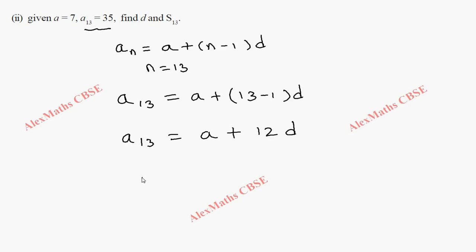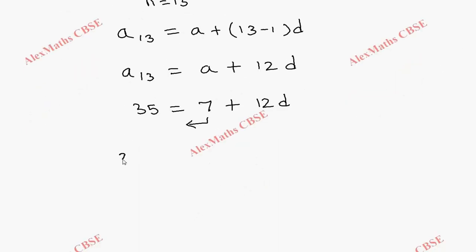a13 is given as 35. So let's put 35 here. a is given as 7. So we substitute 7 and 12 into d. When we take this 7 to the other side, it is 35 minus 7 equals 12d. And after subtraction, we get 28, which is equal to 12d.